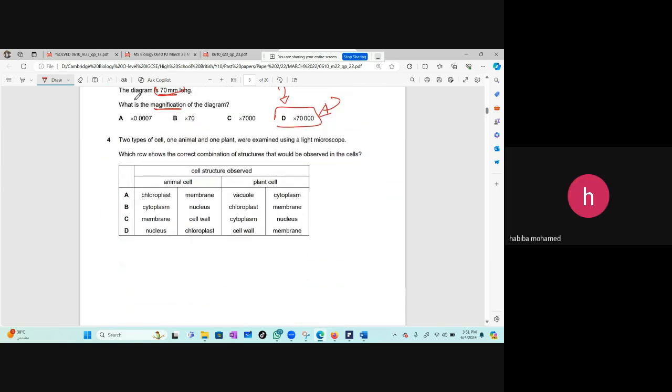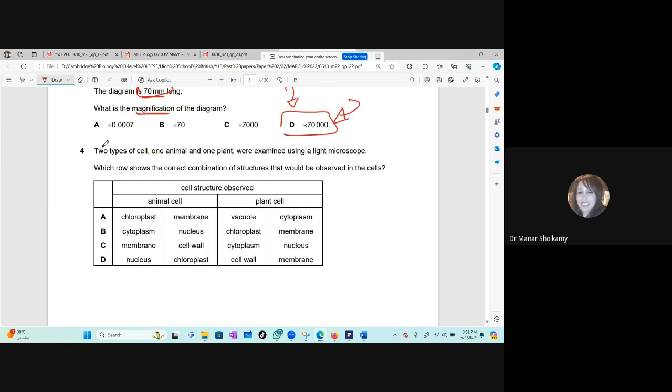Okay. Two types of cell, one animal and one plant, were examined using a light microscope. Which row shows the correct combination of structures that would be observed in the cells? Cell structure observed, animal cell and plant cell. Okay, you tell me. I don't have to read it for you. B. Yes, we know it from the chloroplast because the plant cell has a chloroplast, so it's B.